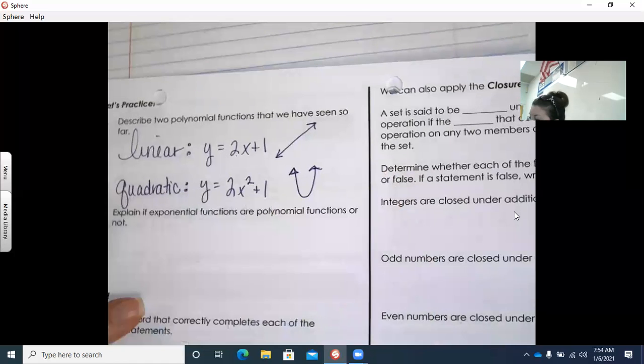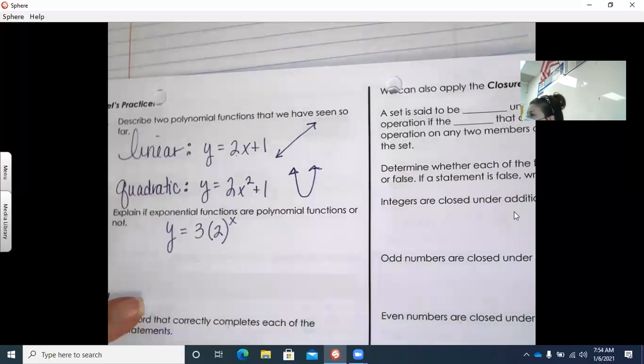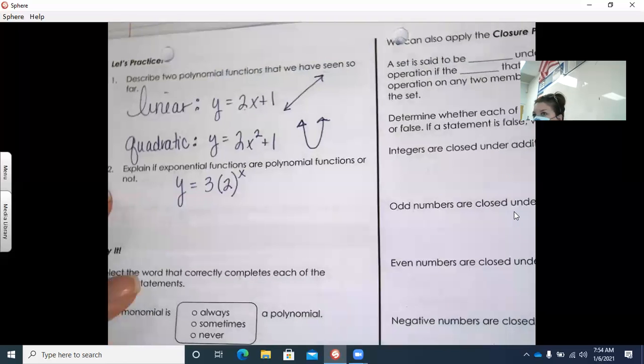Explain if exponential functions are polynomial functions or not. Well, an exponential function is a function that has a variable as an exponent. So this is an example of an exponential function. You worked on them some in Algebra 1 and I believe in geometry. We haven't really worked on them much this year, but we will be working on them. Okay? So this is a function, but is it considered a polynomial function?